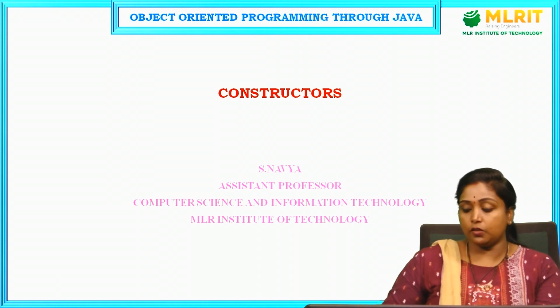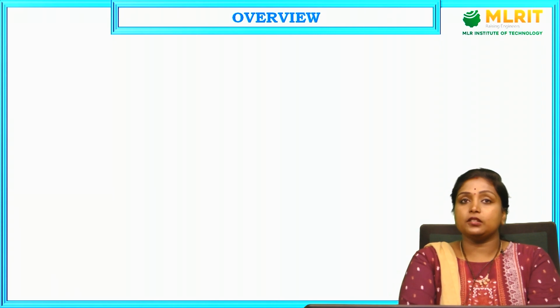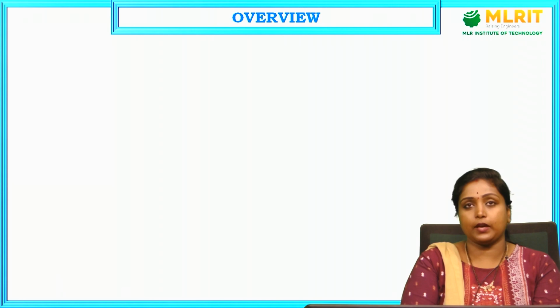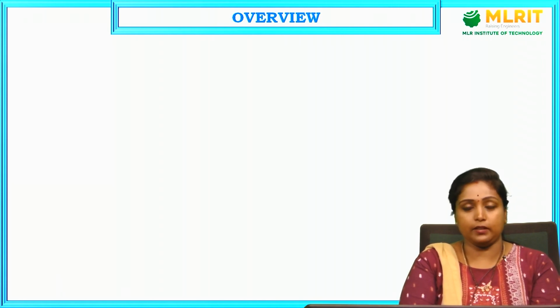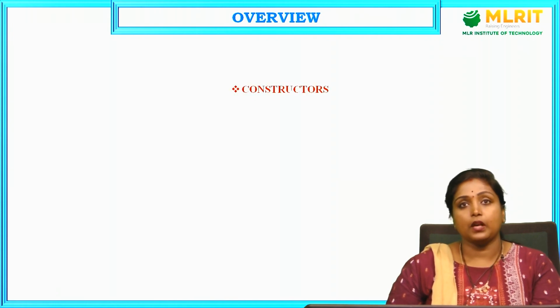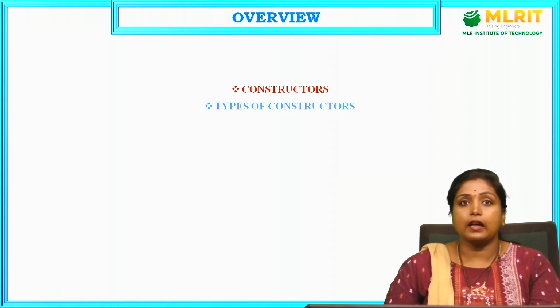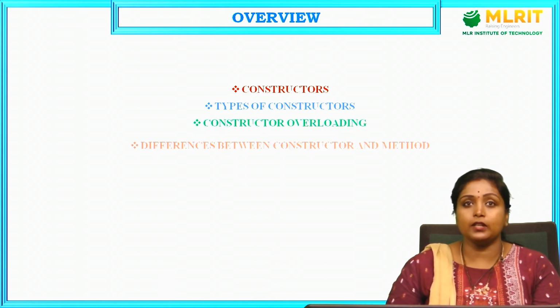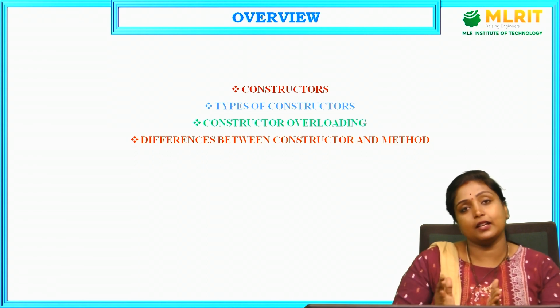In the last session, we saw what an array is, how many types of arrays there are, and how to write a simple array program and two-dimensional array programs. We covered one-dimensional and two-dimensional arrays. In this session, we are going to see what constructors are, how many types of constructors there are, what constructor overloading is, and the differences between a constructor and a normal method.